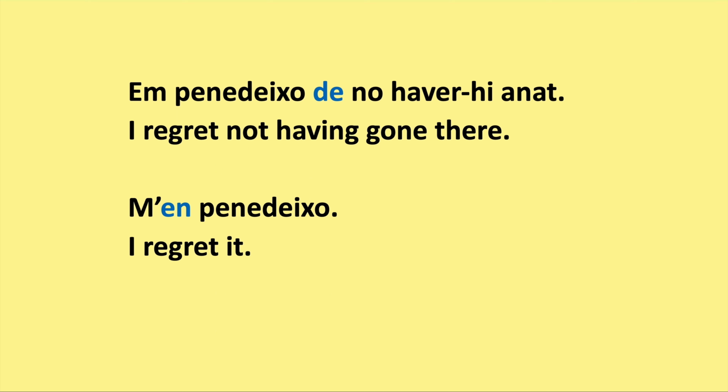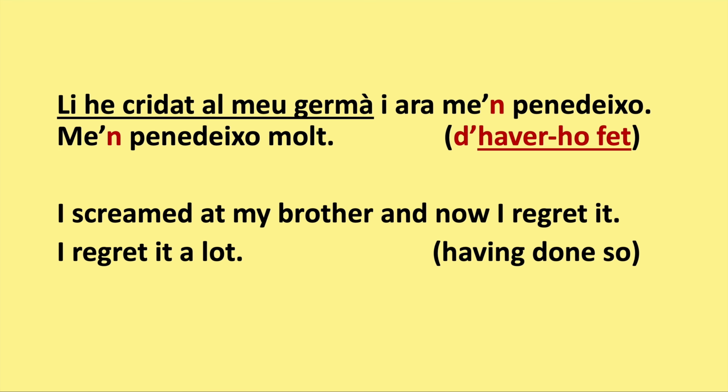So basically everything that comes after the "de" can be reduced to "en". So when you want to say it, you would use "en", such as in me'n penedeixo. Here's another example. Li he cridat al meu germà i ara me'n penedeixo. Now in this sentence you don't see the "de", but the "de" is hidden because it means d'haver-ho fet, d'haver cridat al meu germà. Having screamed at my brother. Me'n penedeixo molt. I screamed at my brother and now I regret it. I regret having done so. I regret it a lot.